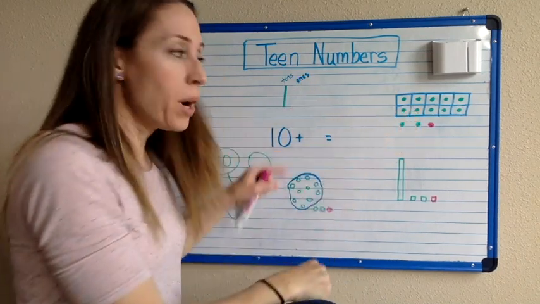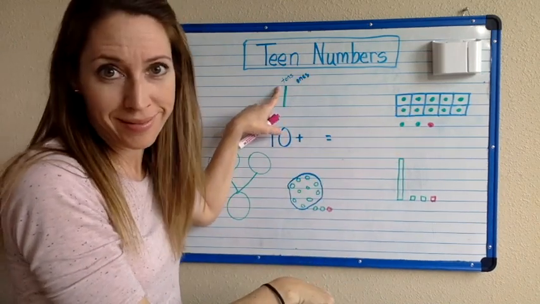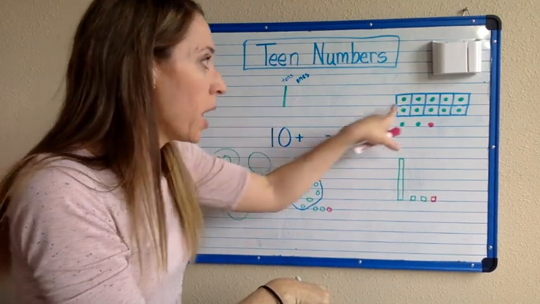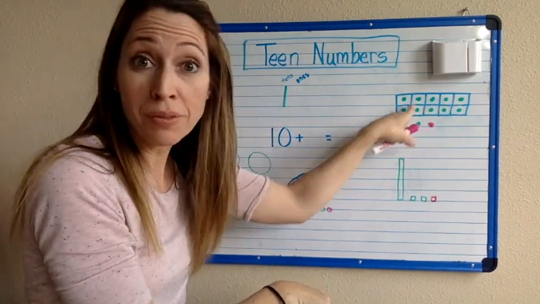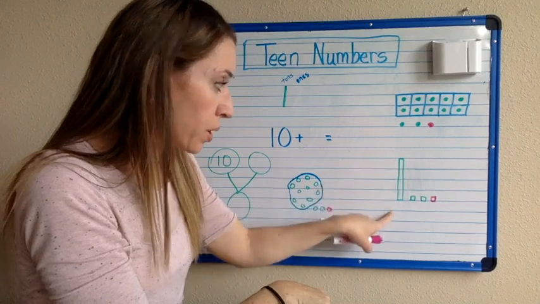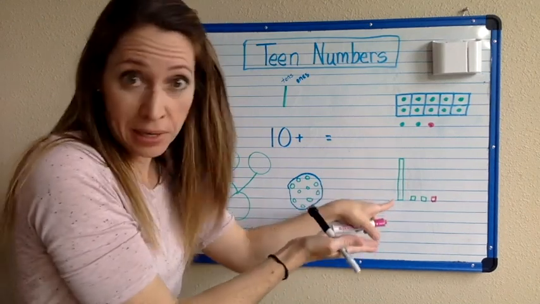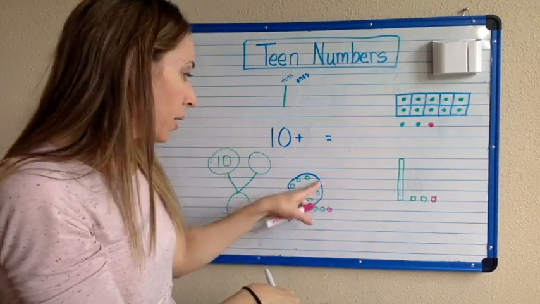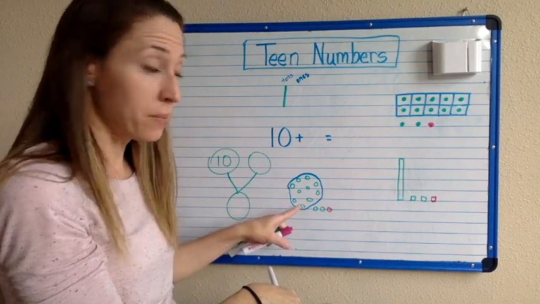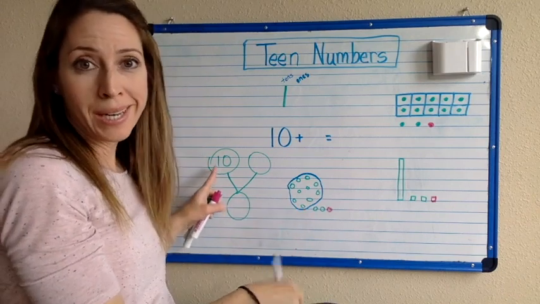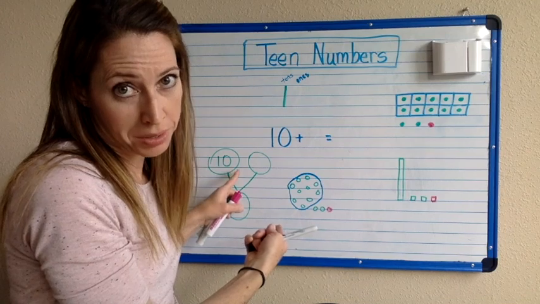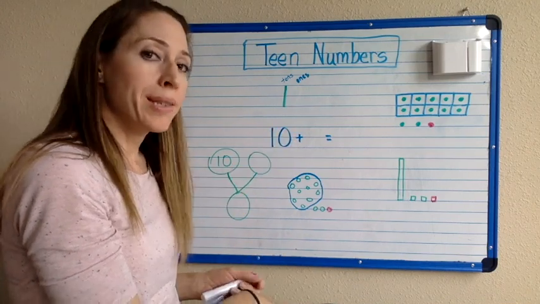I still have one group of 10, right? I still have one group of 10 in my 10 frame. I still have one 10 in my base 10 model. I still have one 10 in my drawing. And I still have one 10 as one of the parts in my number bond. But my ones has changed.